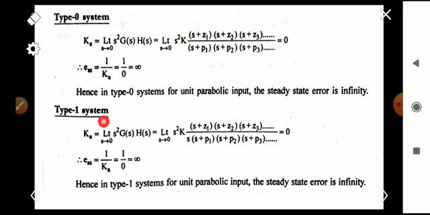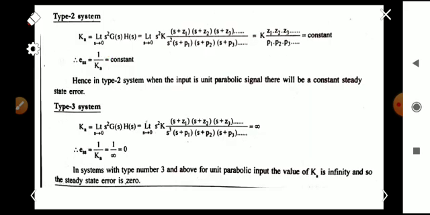And for a type 1 system, the Ka can be found as 0 here, because for a type 1 system, G(s) H(s) is written like this, so there is an S in the denominator, so one S is cancelled, still S remains in the numerator. So if you are applying S tends to 0, it will become 0, and ESS will again be equal to infinity. For a type 2 system, we are adding an S square in the denominator part, so S square and S square cancelled. So at last, if we are applying S tends to 0, we will get K into Z1, Z2, Z3 by P1, P2, P3, which is a constant value. So ESS equal to 1 by Ka, 1 by constant, will also be a constant value. So we know that for a type 2 system, when the input is a unit parabolic signal, there will be a constant steady state error.